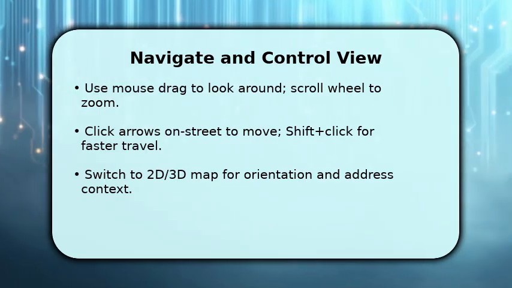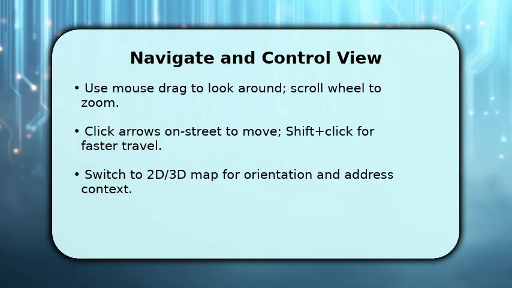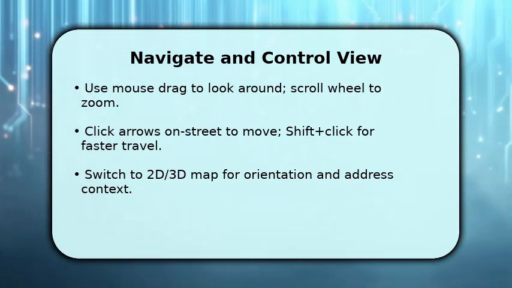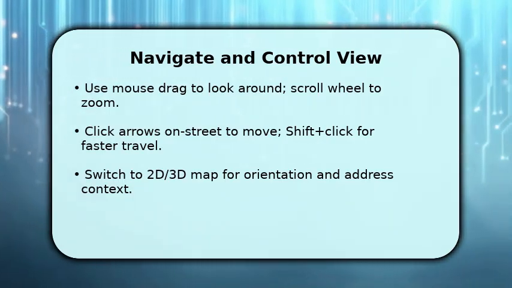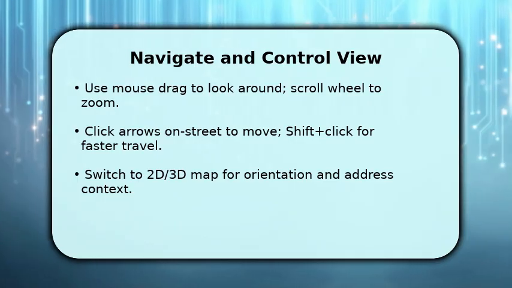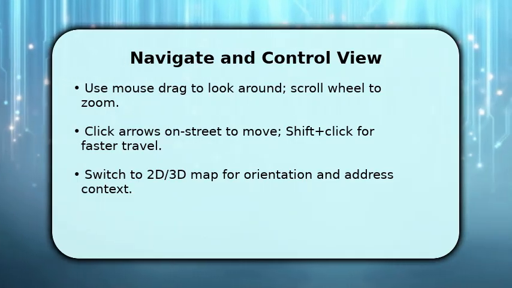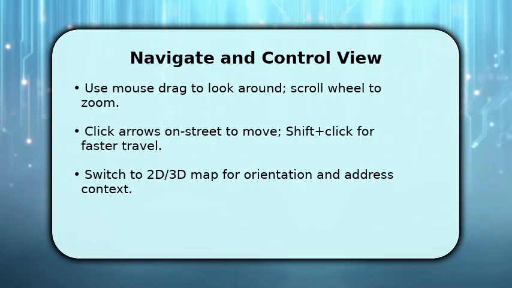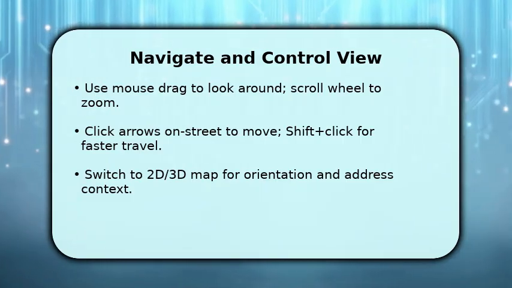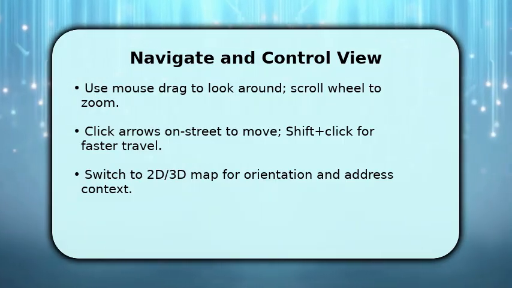Click the white arrows on the street to move forward or backward, and try Shift+Click to jump longer distances quickly when scanning long routes. Make sure to toggle between the 2D map and the 3D tilted view for context so you know where you are. This helps plan the next moves and locate exact addresses.